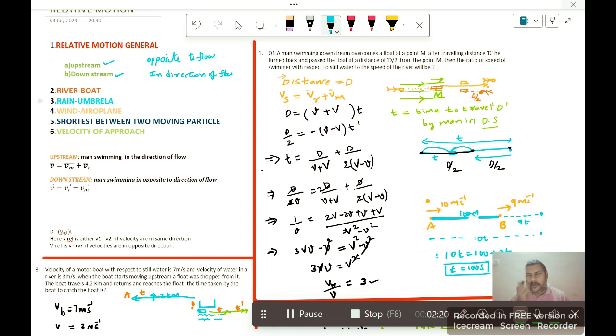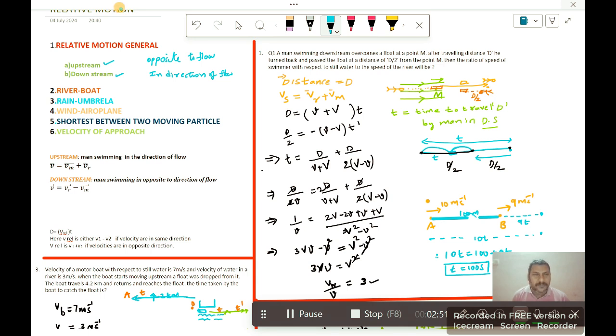And velocity of approach helps to understand the concept of shortest distance between two particles when they are moving in different directions. So these all 6 cases are 6 models of problems. In each case there is a different model of problem. I will discuss almost all problems within 2-3 videos. In this video I will try to explain upstream, downstream as well as river boat problems.